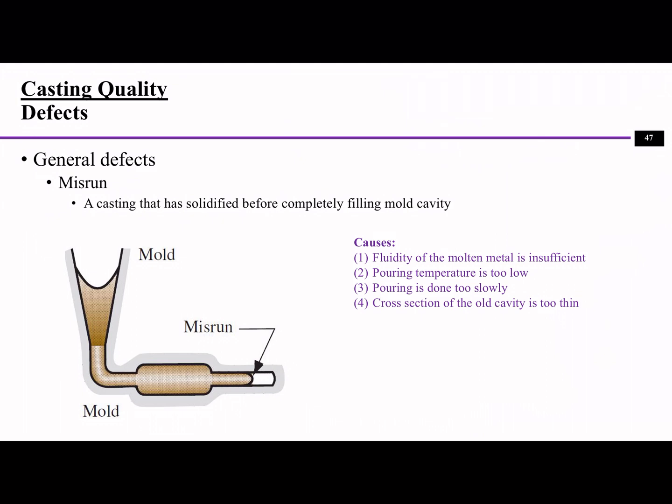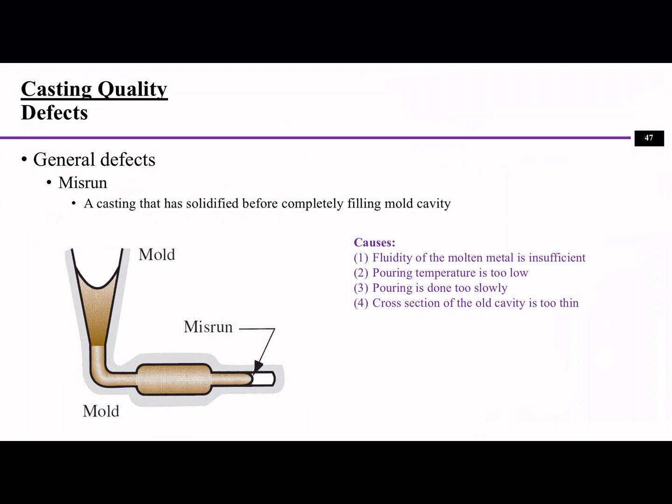So one is called misrun. Misrun means it's a casting that has solidified before completely filling the mold cavity. You can see this misrun, right? When I'm pouring the metal, before the melted metal gets to the end of the pattern, it has already started to solidify, and it creates a space without any molten metal at all. So this is called a misrun.